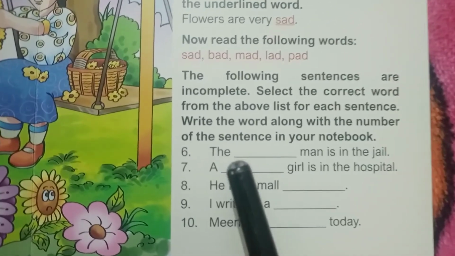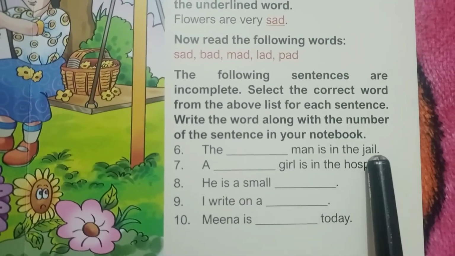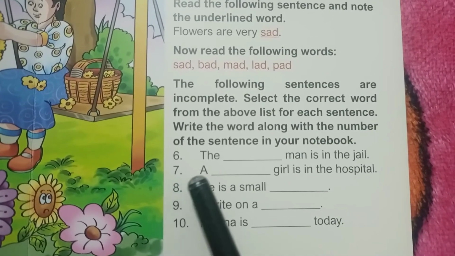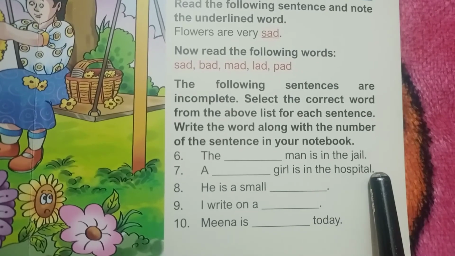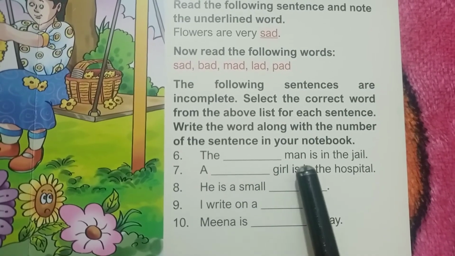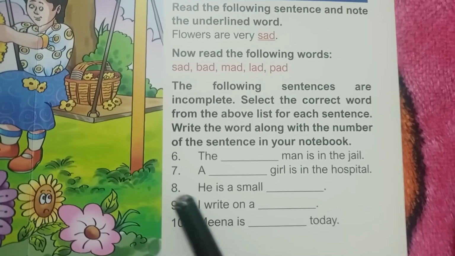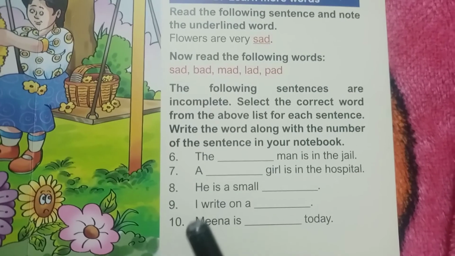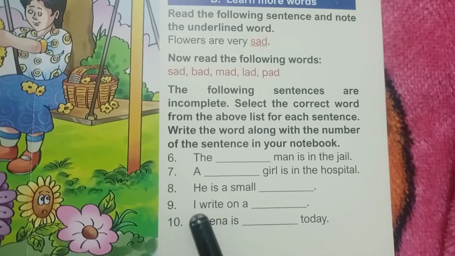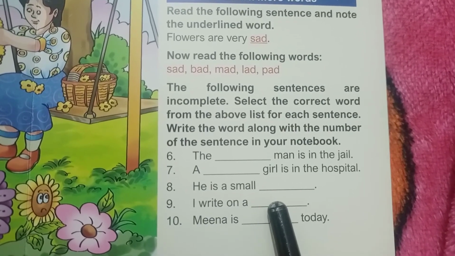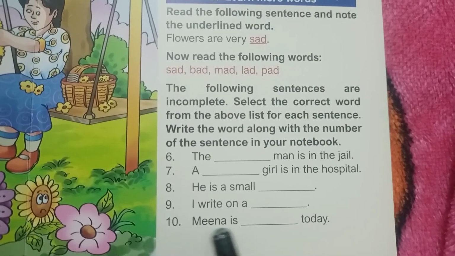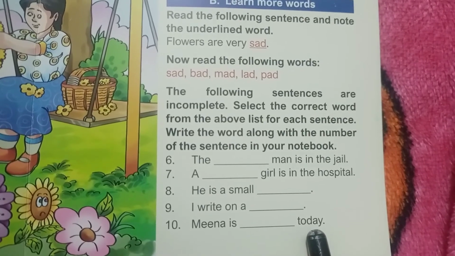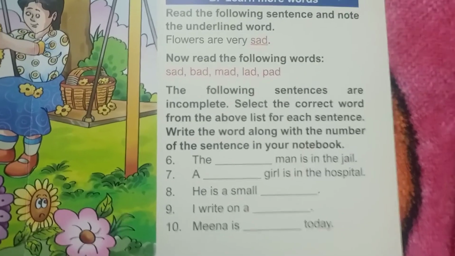Question number 6 is, the dash man is in the jail. The bad man is in the jail. Number 7 is, a dash girl is in the hospital. A mad girl is in the hospital. 8. He is a small lad. Lad means boy, baby. Number 9. I write on a pad. Number 10. Meena is sad today. Meena is sad today. Now let us see the next page.